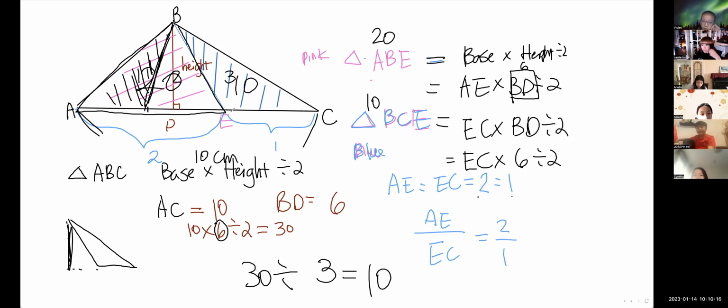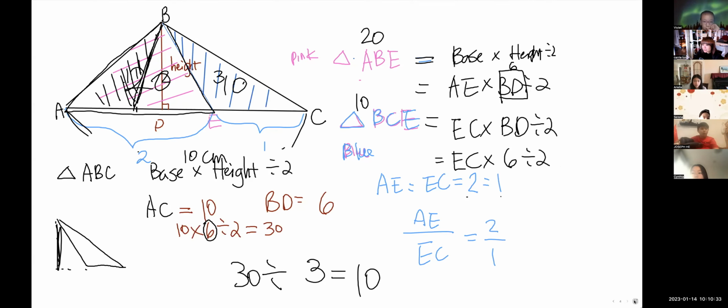Okay, everybody? So let's take a look at this one. There's a bigger triangle. If I know it is 30 and their bases are 2 to 1, so their areas are also what? 2 to 1. Get it, everybody? Do we have to really calculate it anymore? No. Understand, everybody? Very easy, okay? So now let's do another one. So still, we have a bigger triangle.